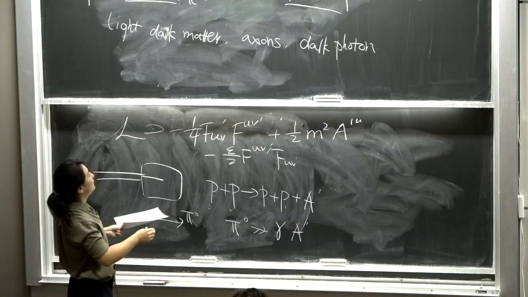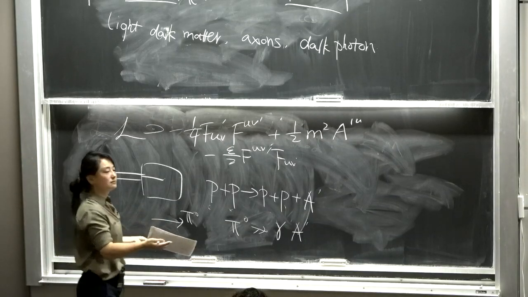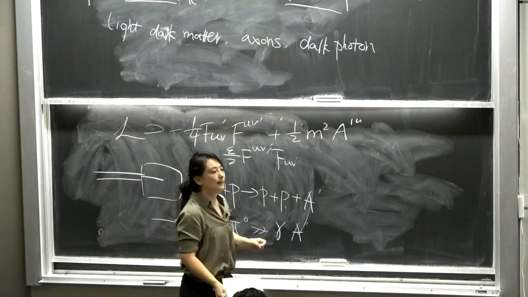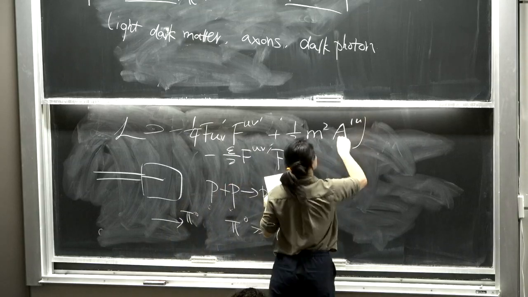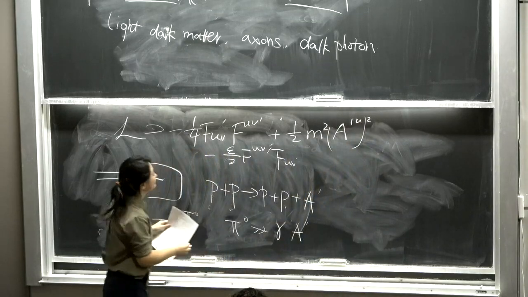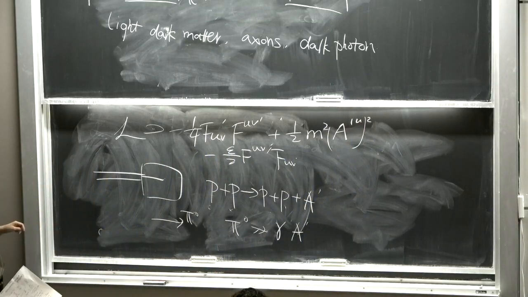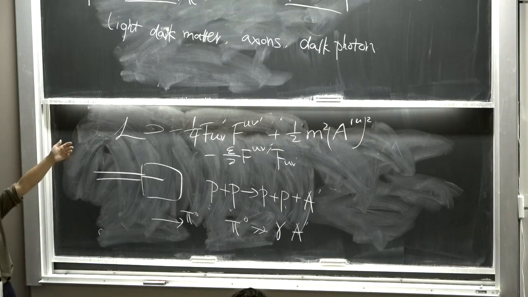What would happen? Well, it's not charged. Should there be another A prime with the lower mass? Yes, this is a square. This is just the mass. Okay, so then this dark photon is not charged, so it essentially follows the same trajectory as neutrinos, and it's going to arrive at your near detector.